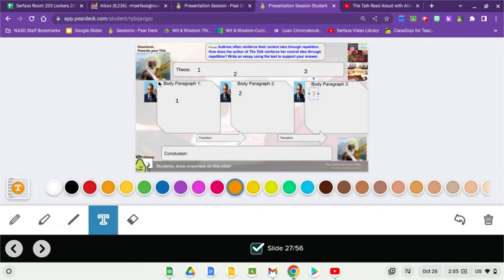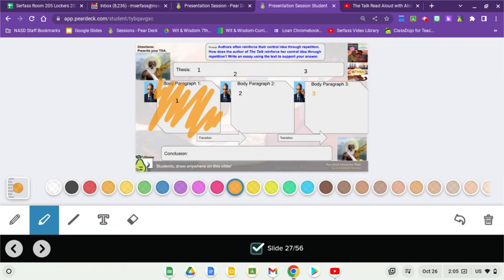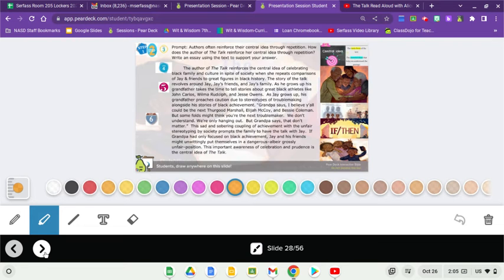So if you could highlight this one orange for me. That way you know it's just one body paragraph that we're looking at. All right, slide 28, please. So take a look at the right. You'll see central ideas at the top. Why? Because a central idea is included in the prompt itself. What reinforces the central idea?